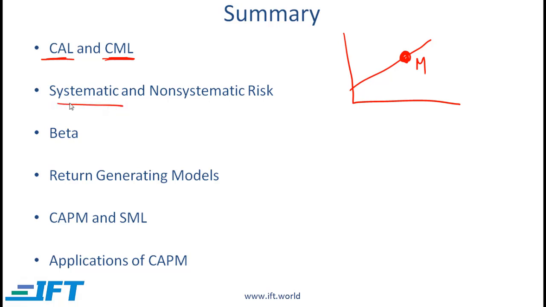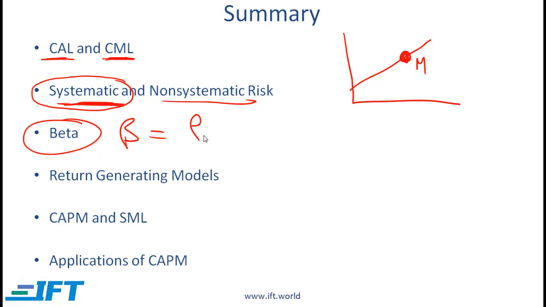You need to understand the distinction between systematic risk and non-systematic risk. The market only compensates investors for systematic risk. The measure of systematic risk is beta, and beta is equal to the correlation between a given stock and the market times the standard deviation of the stock divided by the standard deviation of the market. With return generating models, we can have single factor models and multi-factor models. At level 1, we only worry about single factor models. We talked about the market model, and then we talked about the capital asset pricing model.